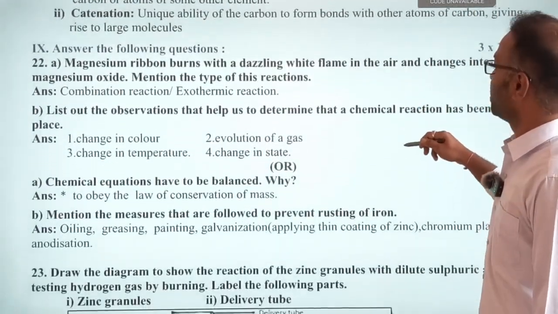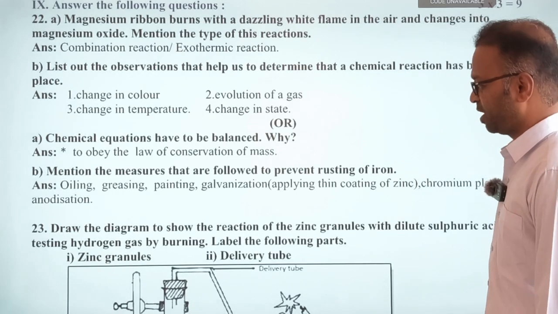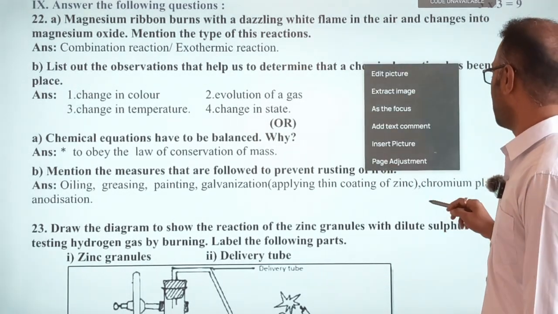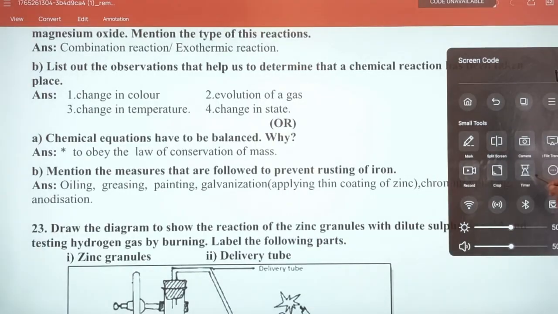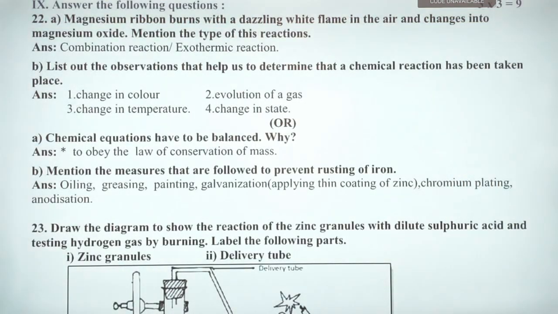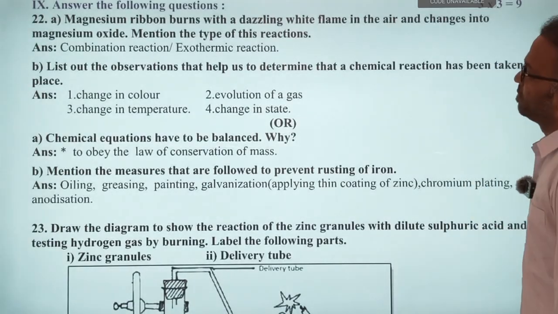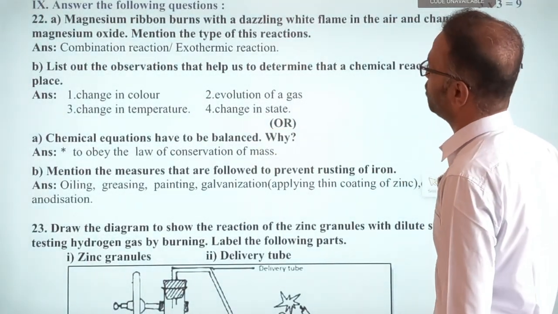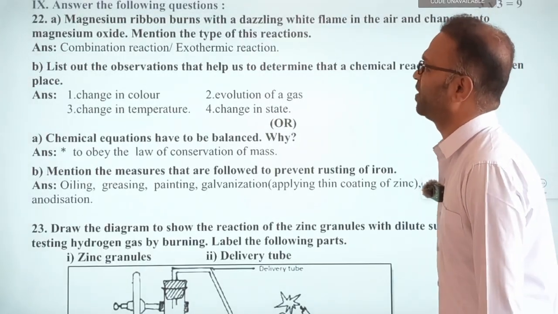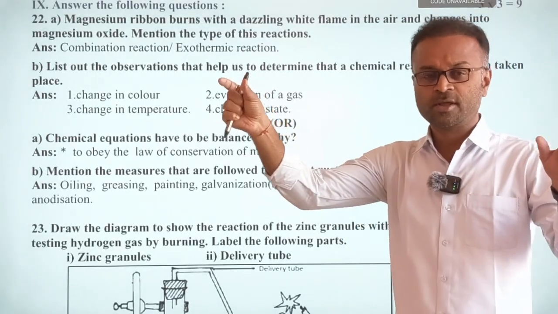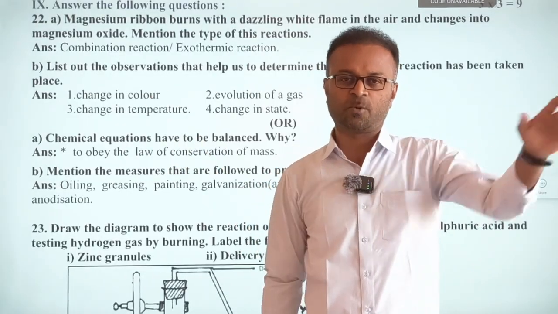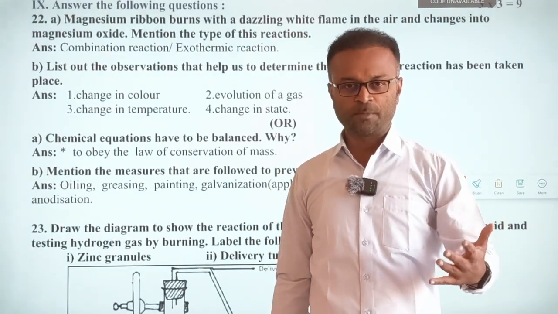Next one is 3 marks, 3 questions. Now see here. The first one, question 22, A and B options are there. Magnesium ribbon burns with a dazzling white flame in the air and changes into magnesium oxide. Mention the type of reaction. Very simple. Magnesium plus oxygen forms magnesium oxide. 2 reactants, only a single product. Which type of reaction? Combination reaction.